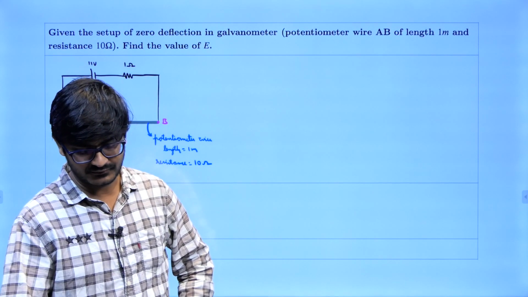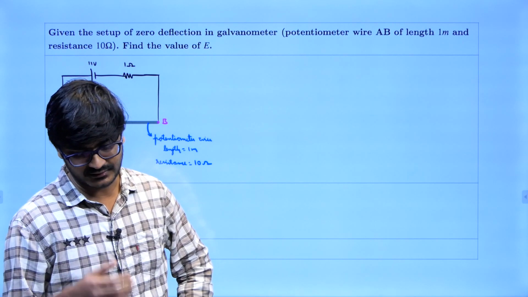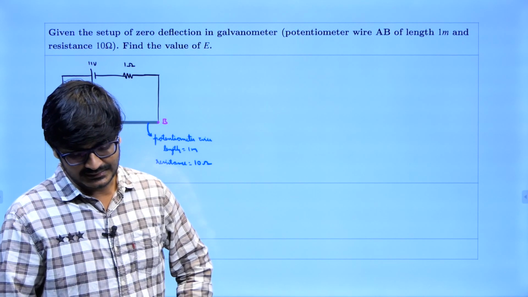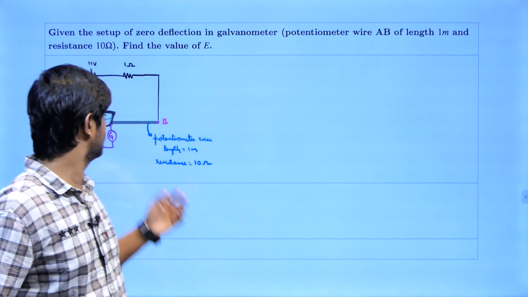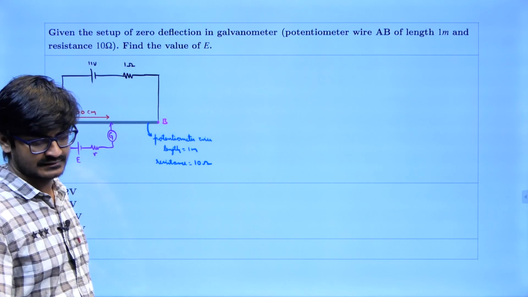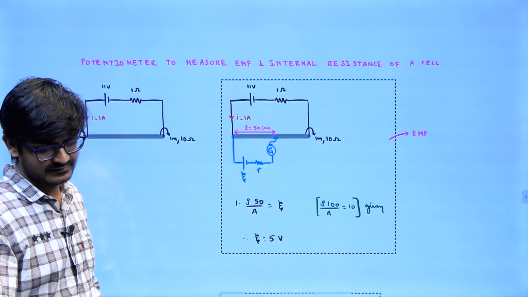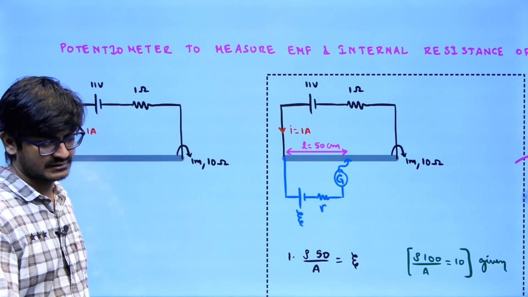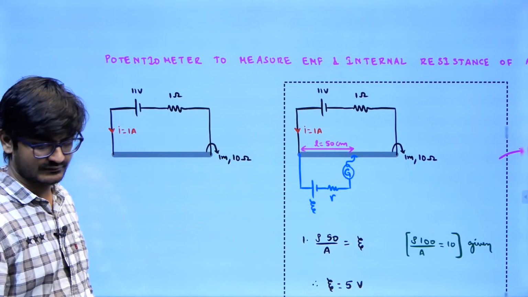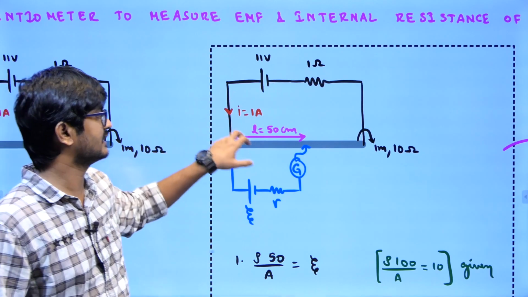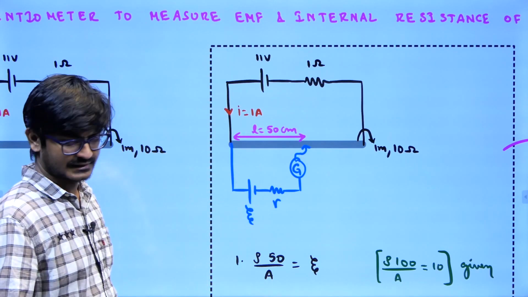Given a setup of 0 deflection in a galvanometer, a potentiometer wire of length 1 meter and resistance 10 ohm, find the value of the EMF of this battery. This is a very basic question on the working of a potentiometer. Generally in a potentiometer we will have 2 circuits, which we call the primary circuit, and this is the secondary.